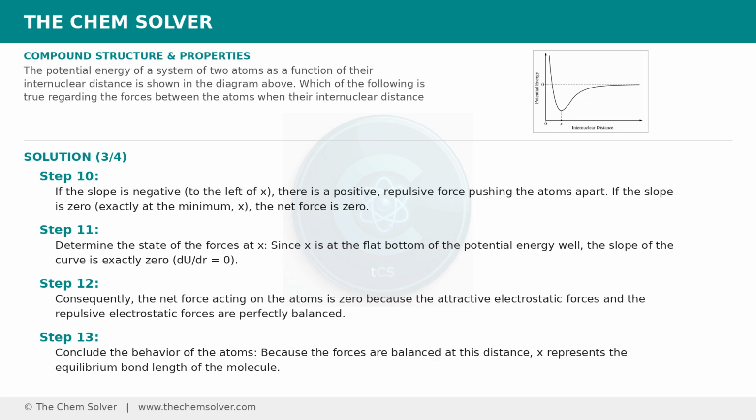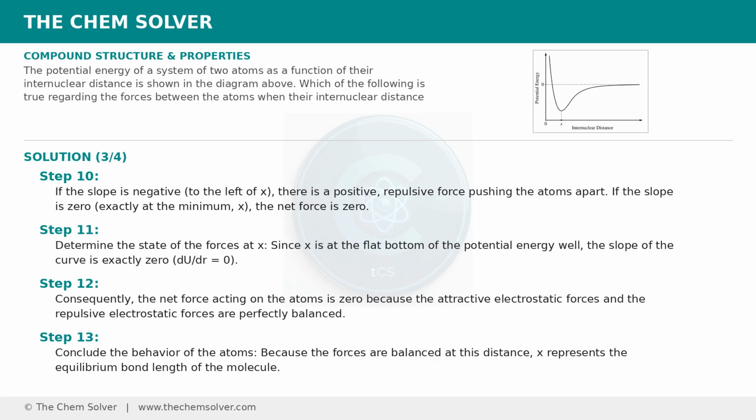Determine the state of the forces at x. Since x is at the flat bottom of the potential energy well, the slope of the curve is exactly zero. dU over dr equals zero. Consequently, the net force acting on the atoms is zero because the attractive electrostatic forces and the repulsive electrostatic forces are perfectly balanced.